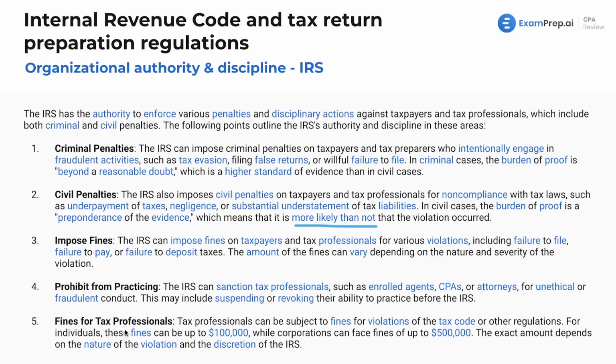Lastly, we got fines for tax professionals. Well, tax professionals can be subject to fines for violations of the tax code or other regulations. For individuals, we see same as the SEC. We've got fines up to $100,000, while corporations can face fines of up to $500,000. The exact amount is going to just obviously depend on how serious the allegations and the offense are.